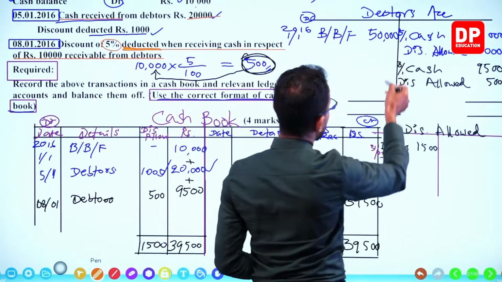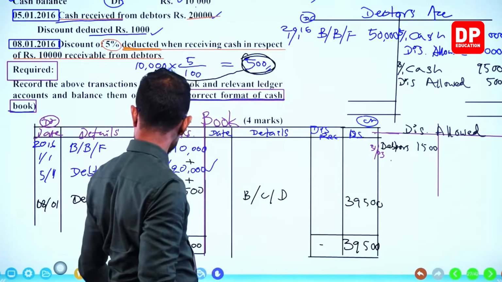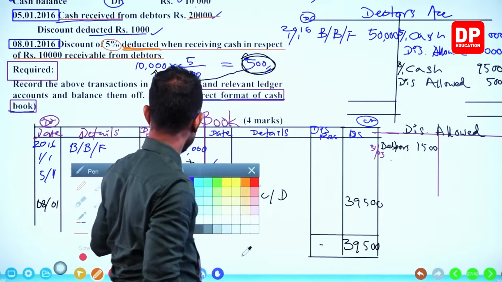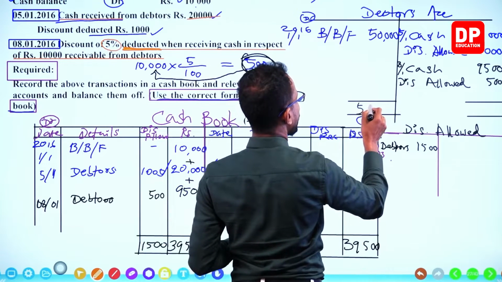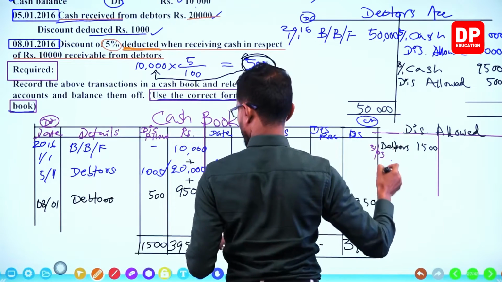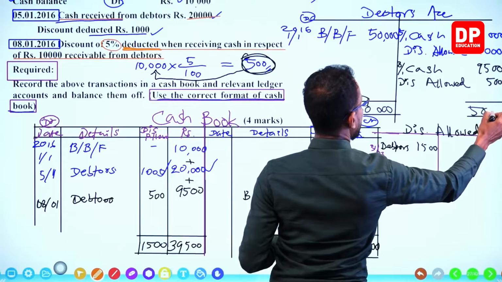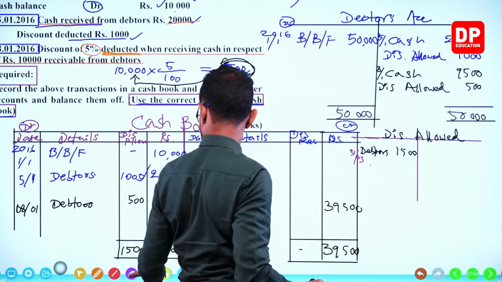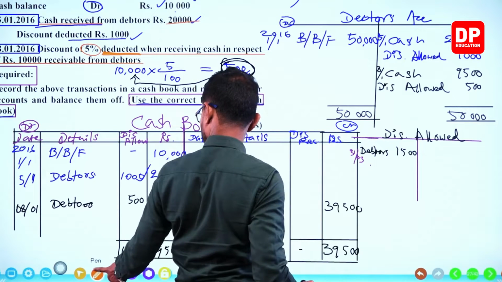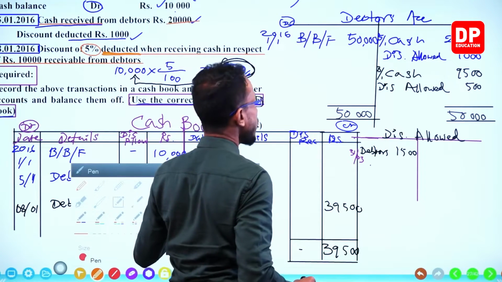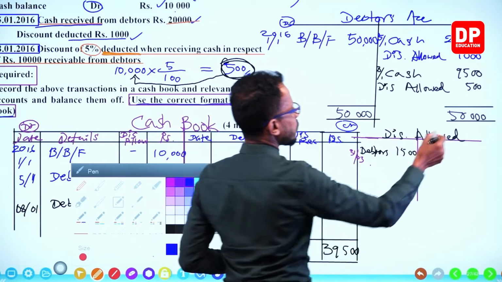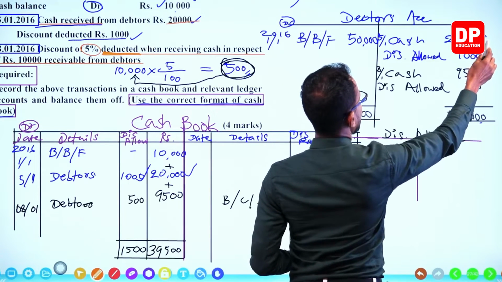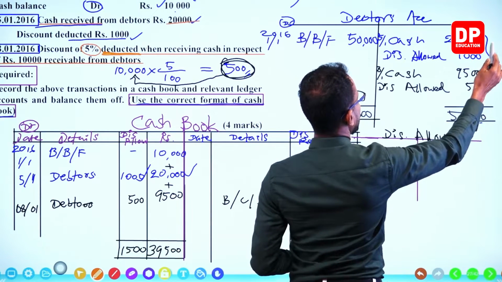50,000 on this side. That is the higher side. Debit side is the higher total. 50,000 on the credit side also. And take the balance. From 50,000 you must subtract the total of the credit side.